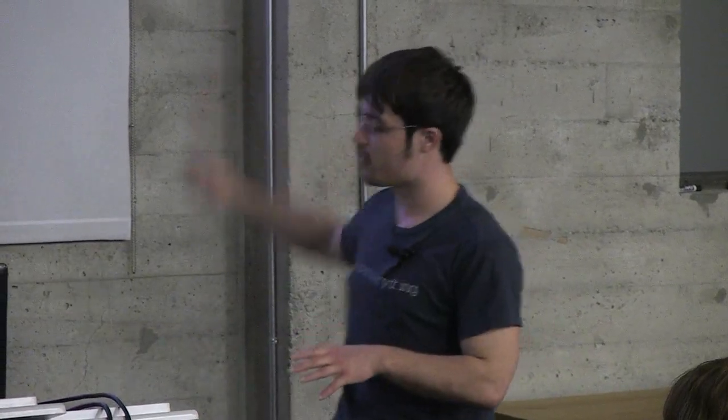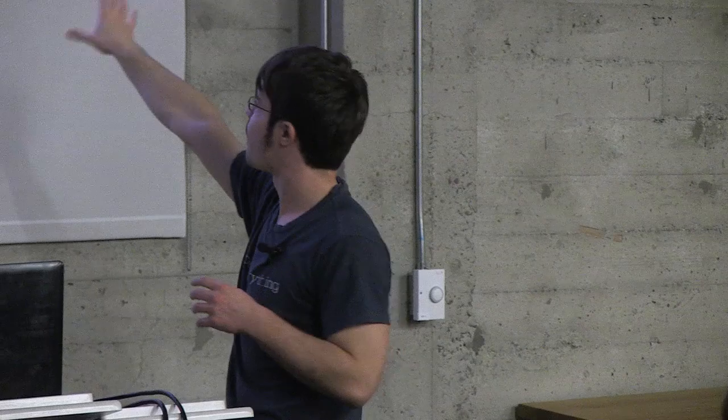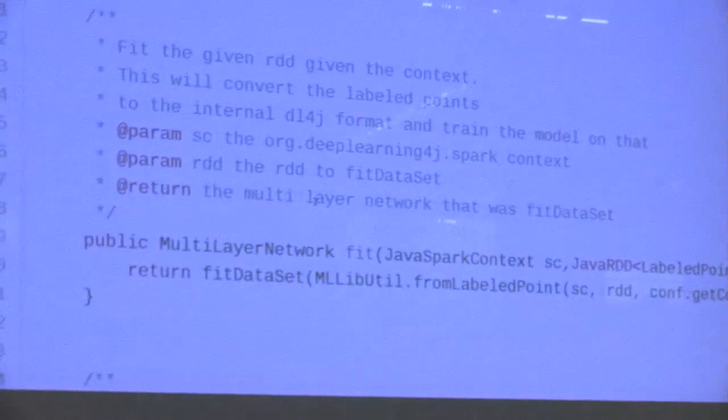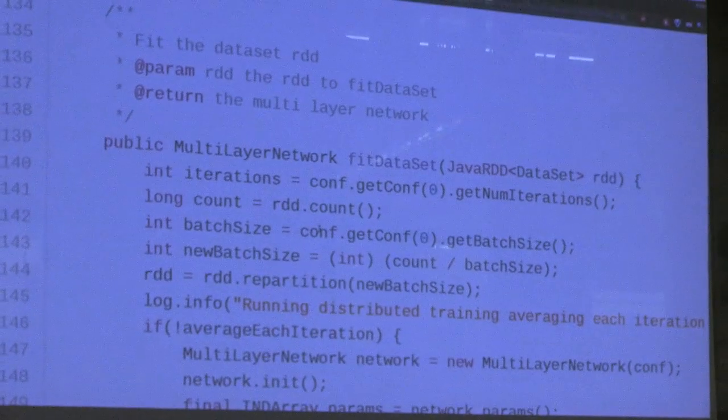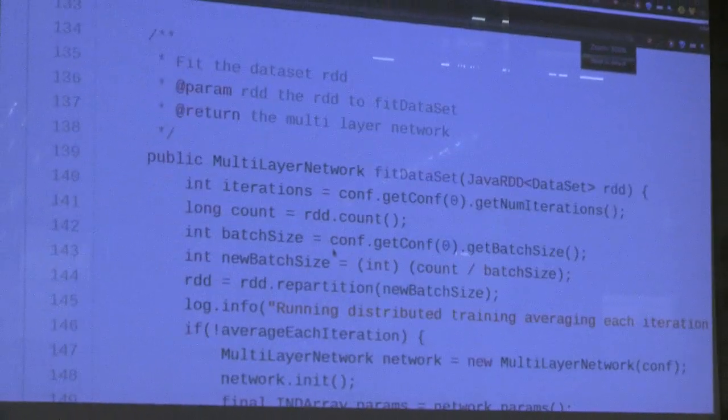So in the usual Spark fashion, you have a function that does everything for you. So I do lines.map. I loop over the data set, I return the points, and then I do fit data set here. So fit data set is the core. OK, so this is the meat. So let's break this down.